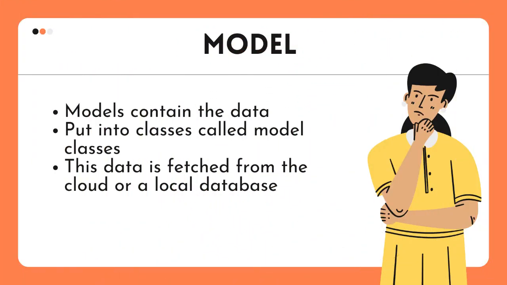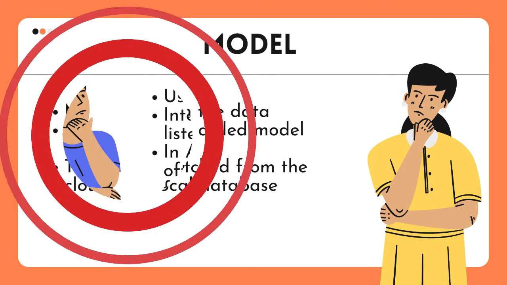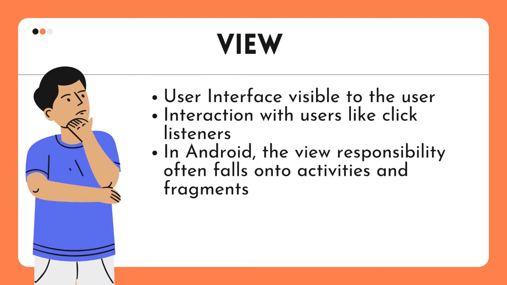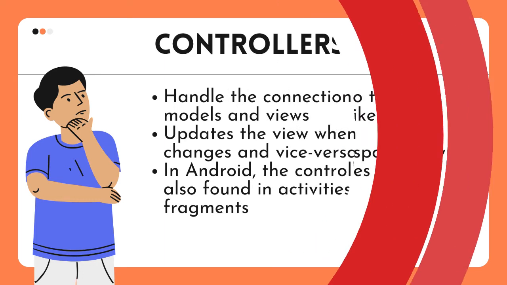What is model? Models contain the data that are put into classes called model classes, which the other components can use. This data is fetched from the cloud database or a local database. What is view? Views are user interface visible to the user. Moreover, they also handle any interaction a user may have with the screen, like click listeners. In Android, the view responsibility often falls onto activities and fragments.